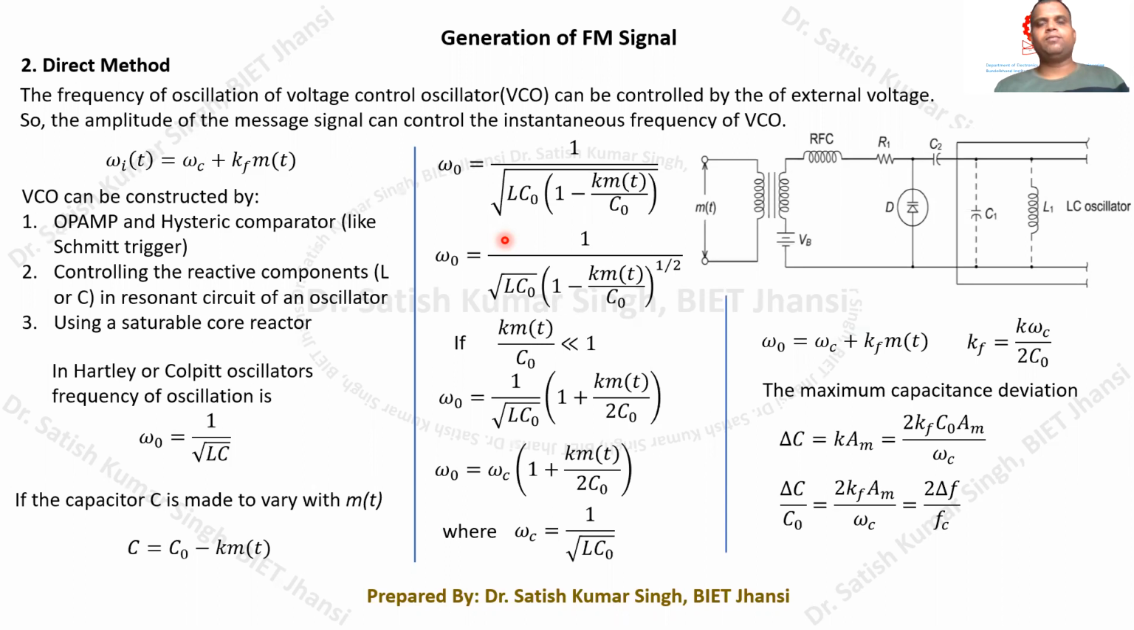Whenever we can form this type of circuit, we can apply the message signal as the external voltage, and based upon the magnitude of the message signal, the frequency of oscillation of the oscillator can be controlled. So this is what we mean by a voltage controlled oscillator: the frequency of oscillation depends on the external voltage. This is how we can generate the FM signal, which is a very straightforward method.